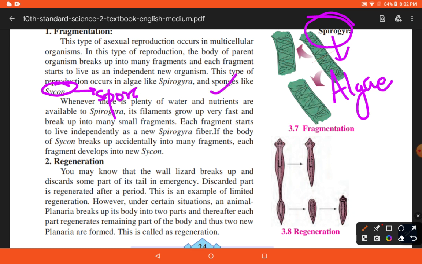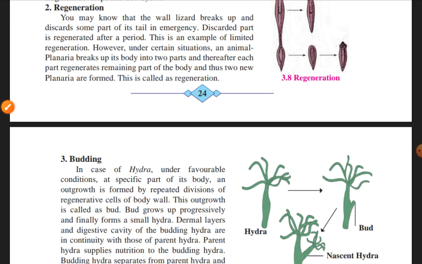Now see, in this, the body of the parent will divide into many fragments. Each fragment will live as an independent cell. Whenever there is plenty of water and plenty of nutrients available to the Spirogyra, the filaments present inside start to grow very fast. They'll break into small fragments and live as Spirogyra filaments. Now, if the body accidentally breaks up, each fragment will develop into a new one. Clear?